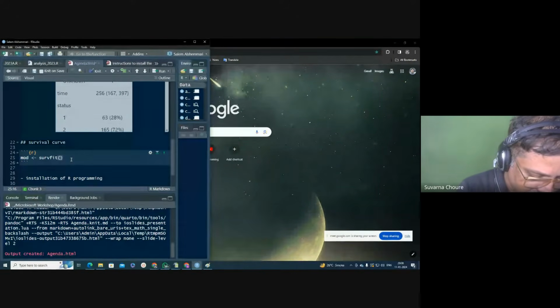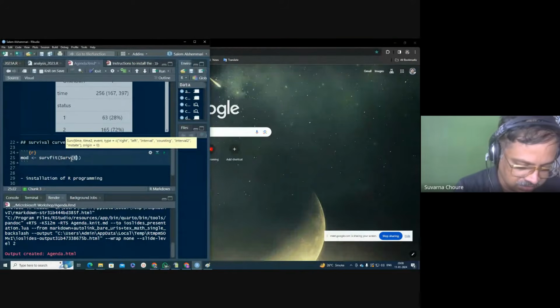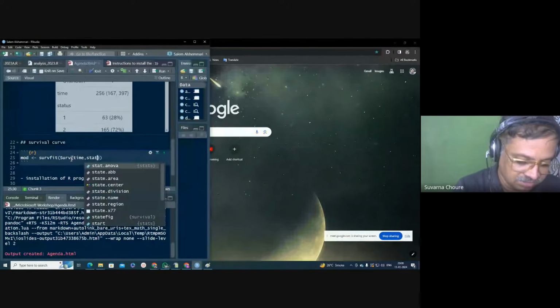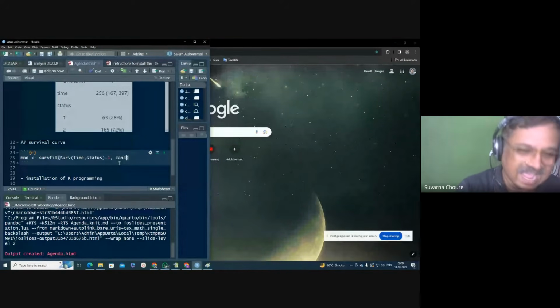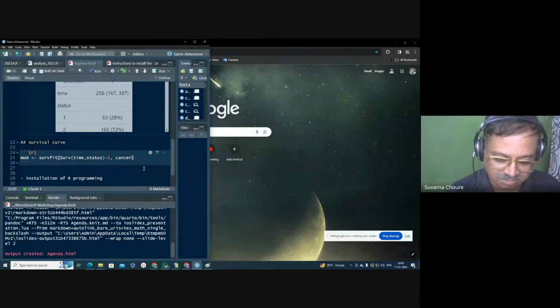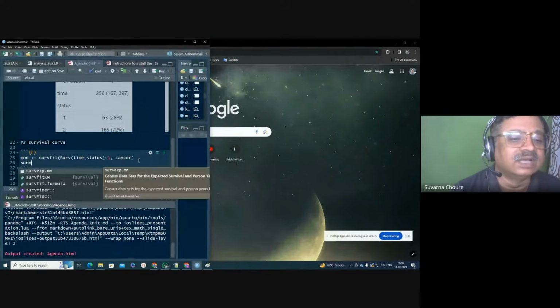Then time, status, and the cancer data. We'll run that. Model has been calculated. Summary we can see.